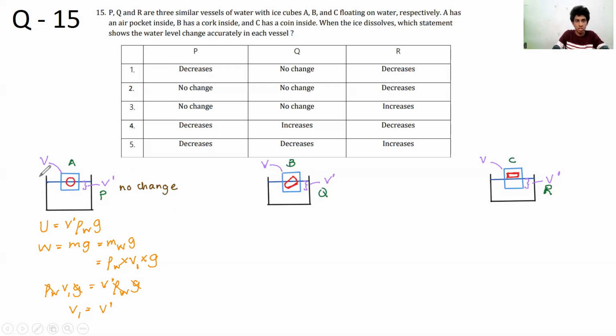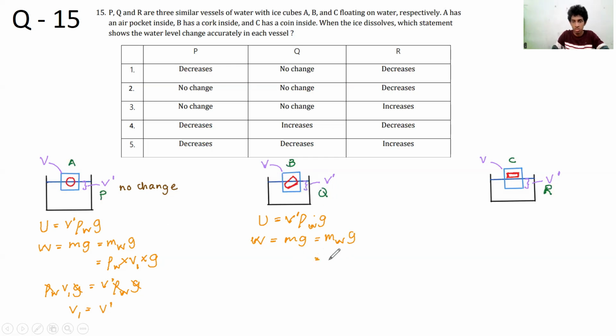So now let's consider the second instance. This is exactly similar to the first instance. So here also the upthrust acting on the ice cube U can be written as V dash into rho W into G, and the weight of the ice cube is the mass of ice into G because we can neglect the mass of the cork. And so here also, when the ice cube is dissolved, the mass of the ice is exactly equal to the mass of the water after it is dissolved. Therefore, we can write this as mW into G. mW is the mass of the dissolved ice.